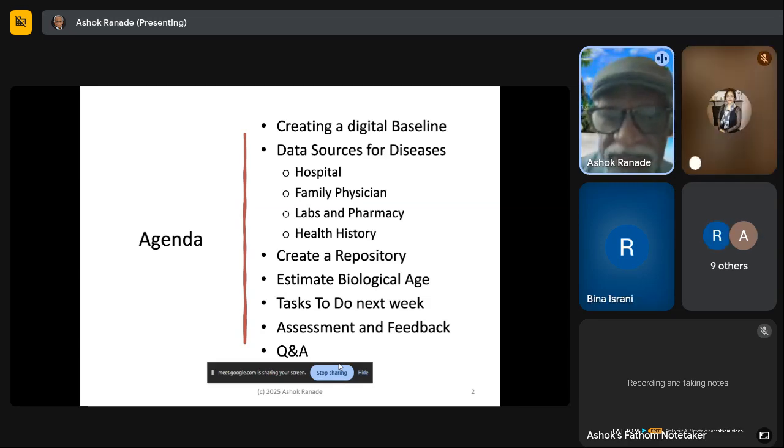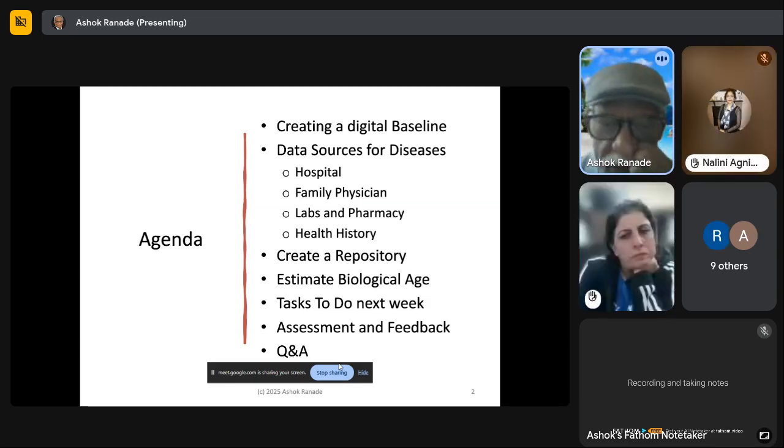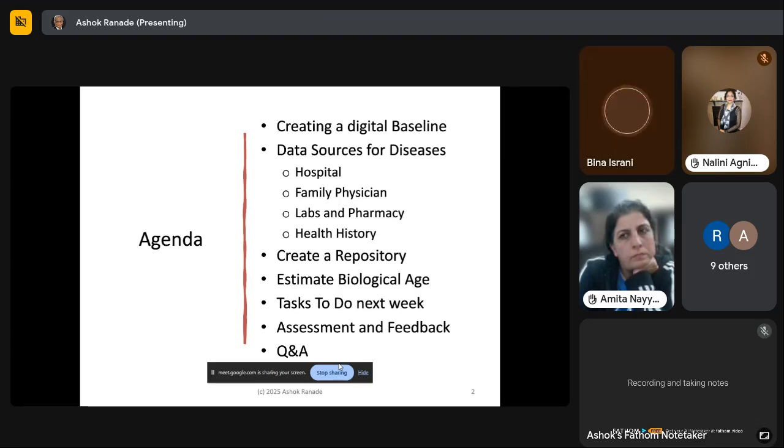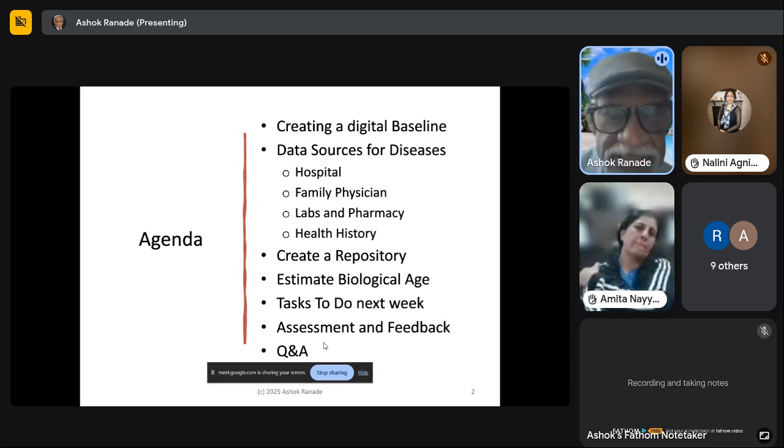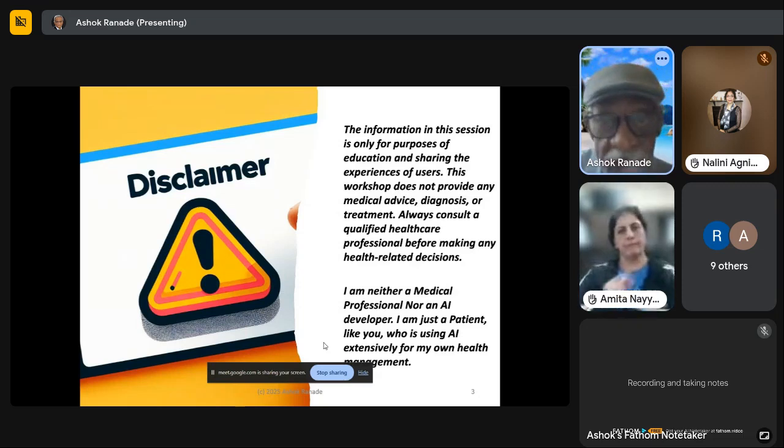Then we'll quickly round up on what all tasks we are supposed to do in coming weeks. And then you can actually take the assessment and feedback, etc. So this is the total plan for today's discussion. As usual, my disclaimer stands.